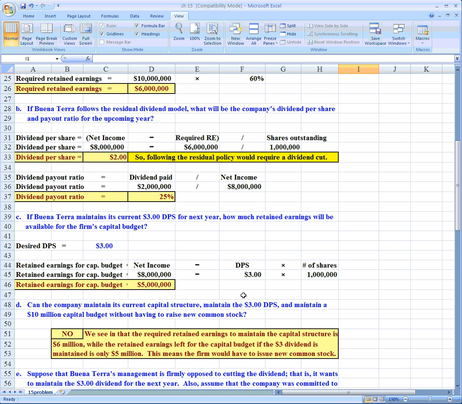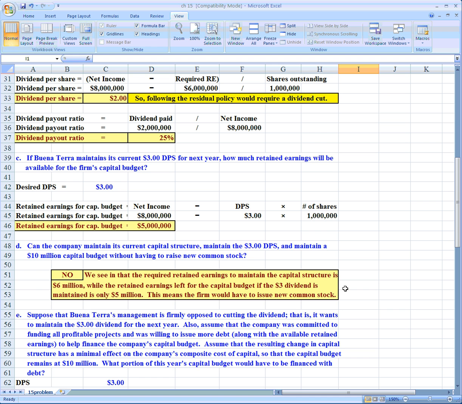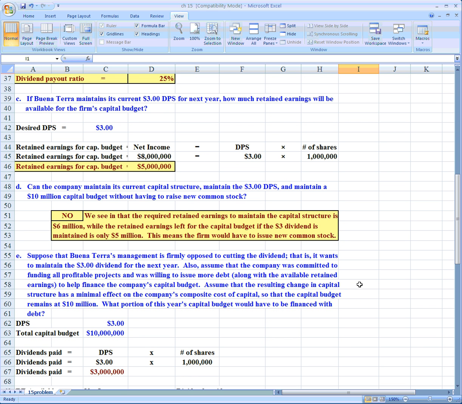Part C, if Boonatera maintains its current $3 dividend per share for the next year, how much retained earnings will be available for the firm's capital budget? So if we take our dividends per share, which is $3, times our 1 million shares, and subtract that from our net income, we're really just going to have $5 million for retained earnings. Can the company maintain its current capital structure? Of course not. It can't, with a $3 dividend per share.